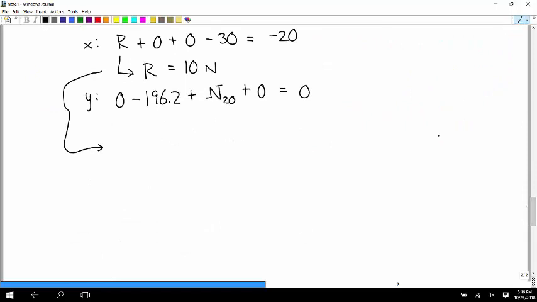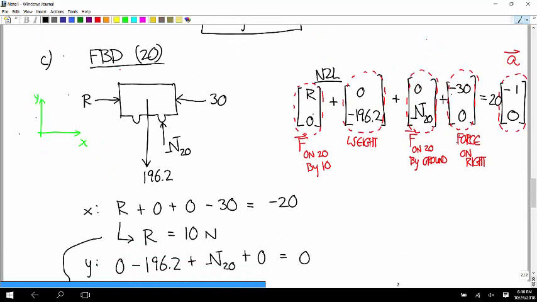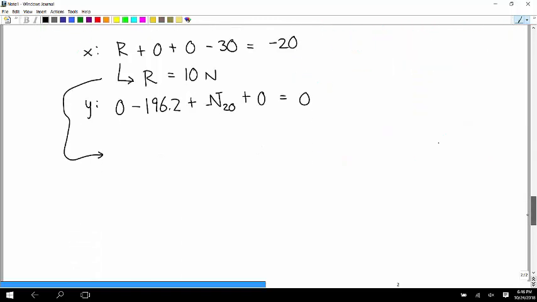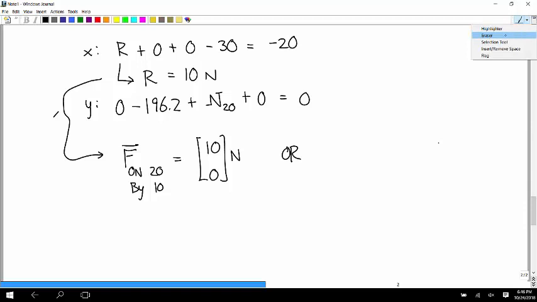And so if r is equal to 10, and this in the red dotted line is the force on 20 by 10, take that 10 for r, plug it in, and that gives us the force on the 20 by the 10. And it's equal to 10, 0 in newtons. Or another way to say that, since it's in the positive x direction, it's a vector in the positive x direction with a magnitude of 10 newtons.